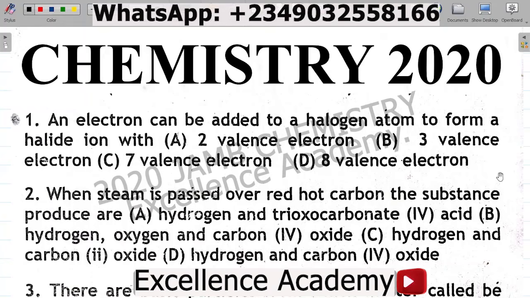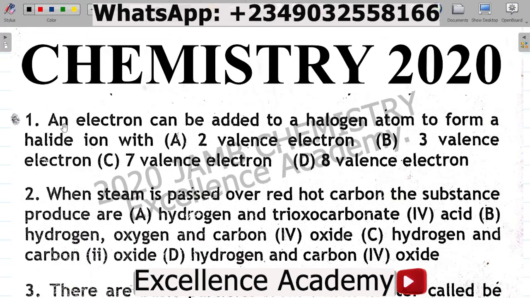Let's look at questions 1 to 10 of the 2020 JAMB Chemistry examination questions. Question 1 says, an electron can be added to a halogen atom to form a halide ion with A. 2 valence electrons, B. 3 valence electrons, C. 7 valence electrons, D. 8 valence electrons. So what is the answer to this question?